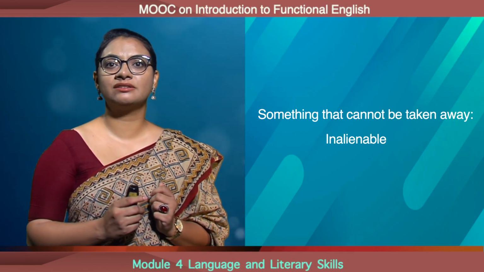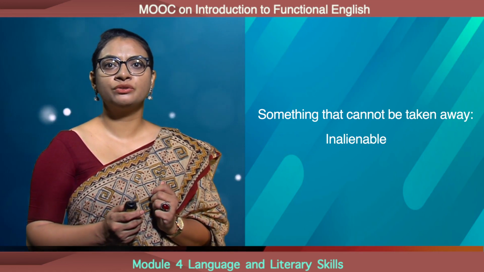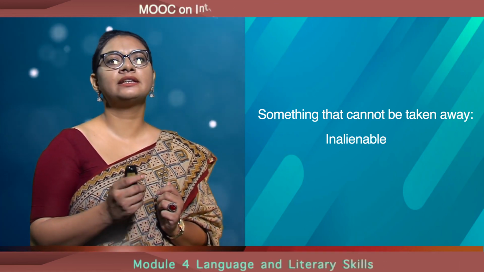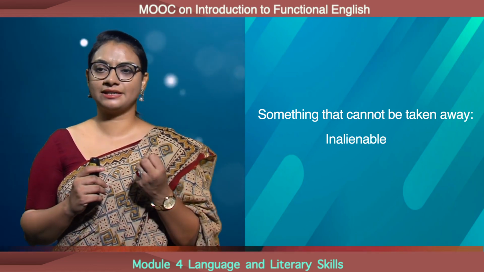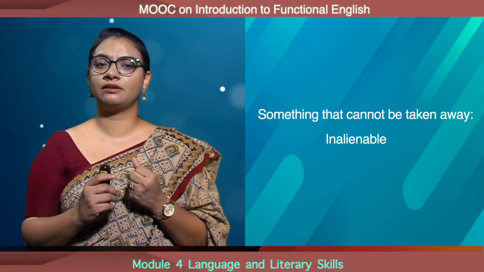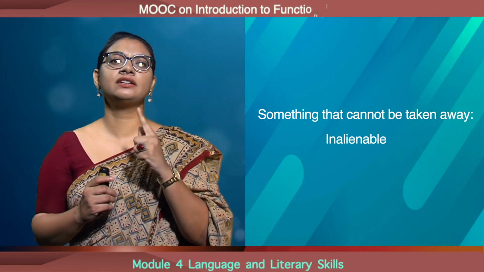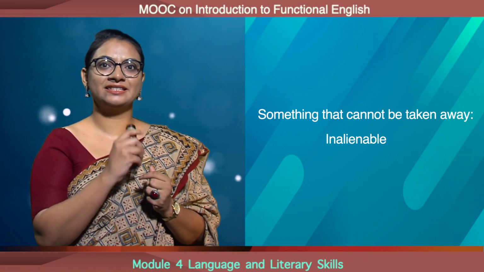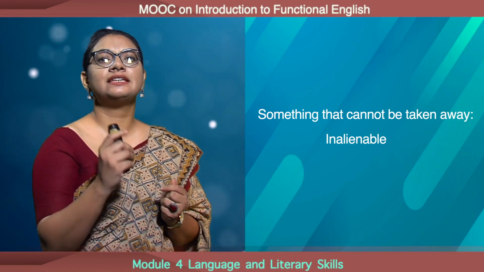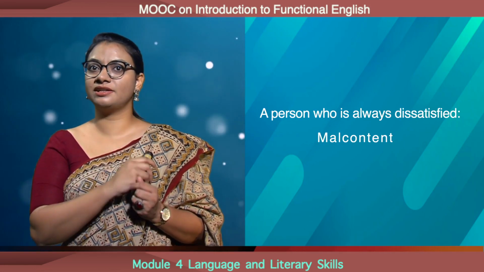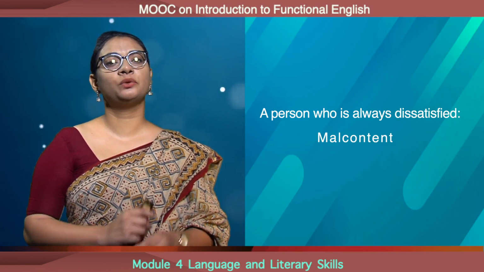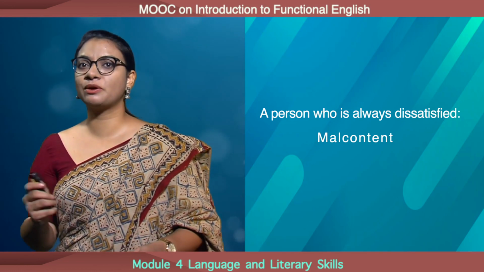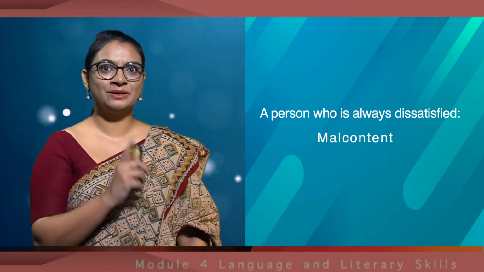Another most important example that I would want to use is something that cannot be taken away. Inalienable. We always say that experiences are something that we can cherish for our life and it cannot be taken away. This is what we can describe as inalienable. Another one is a person who is always dissatisfied, never happy with anything that they have done or are about to do. Such people can be called a malcontent.